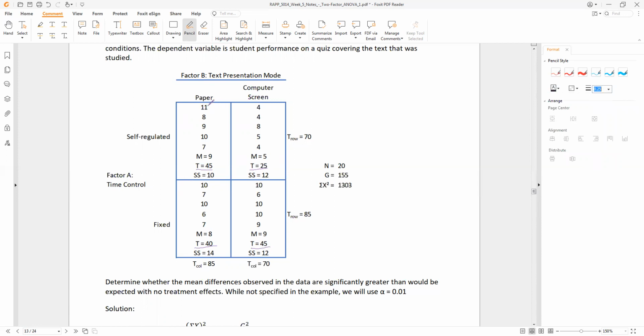And I'm going to just start squaring these like I always do, right? So 121, 64, 81, 100, 49, 16, 16, 64, 25, 16, 100, 49, 100, 36, 49, 100, 36, 100, 100, 81. And now we can add those up to get the sum of squares for each group.